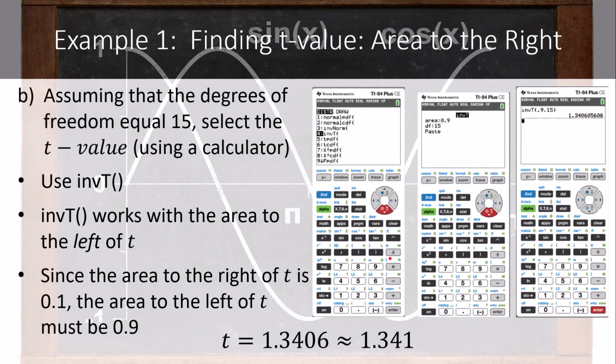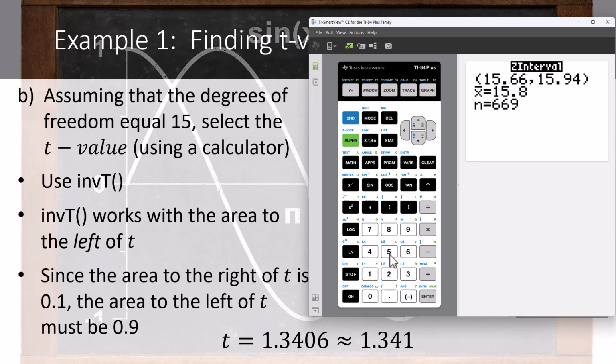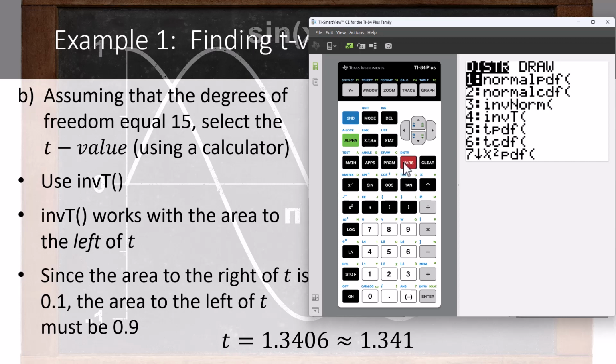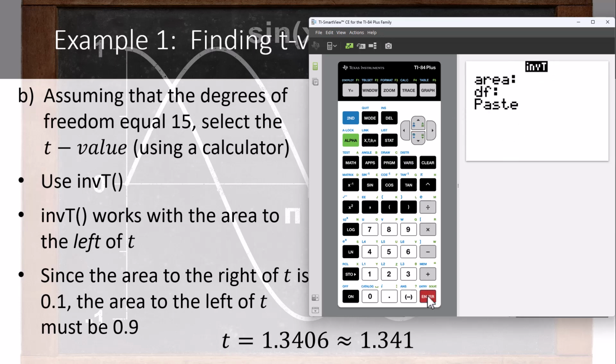Now, you can also do this using your calculator. And here's my calculator right here. How would you do that? To do this, you need to use this thing called inverse t. Where do you find it? You will find that in distribution. So you would go second, VARS, and we're looking for inverse t, which is this value right here. You could either bring it down to inverse t, or you can hit number 4. It doesn't particularly matter. The area happened to be 0.1. The degrees of freedom, 15. Hit enter.